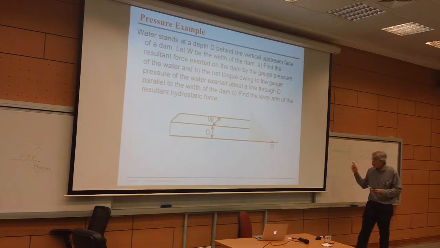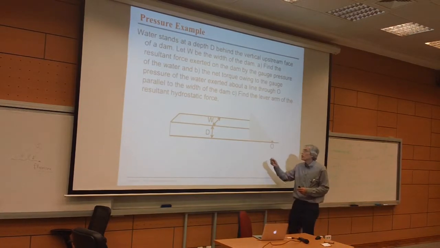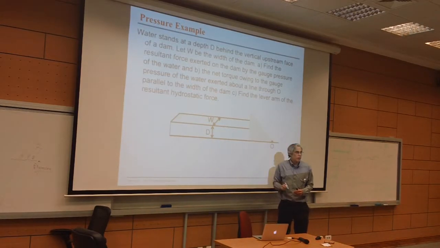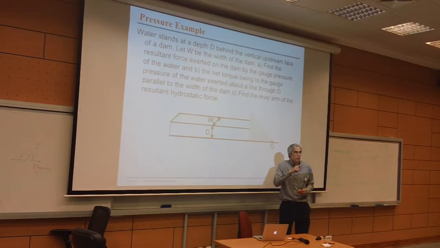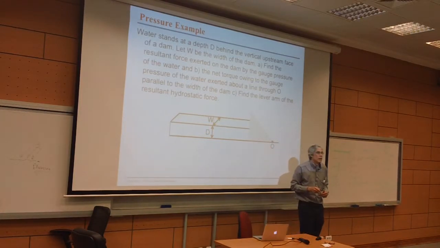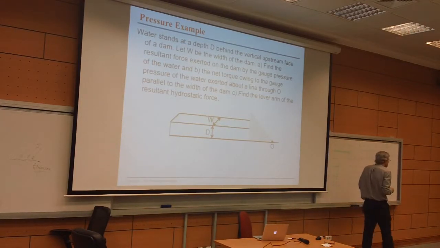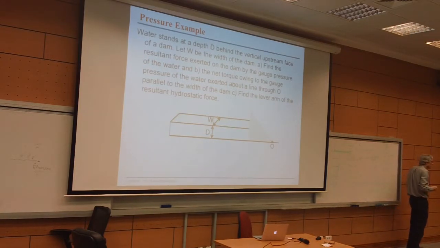So the torque exerted on this dam is equivalent to the torque that would be exerted by a force sitting here at a point d over 3 from the bottom, with the same resultant force as what we got in part A. Okay? We calculated the resultant force here. Yeah?